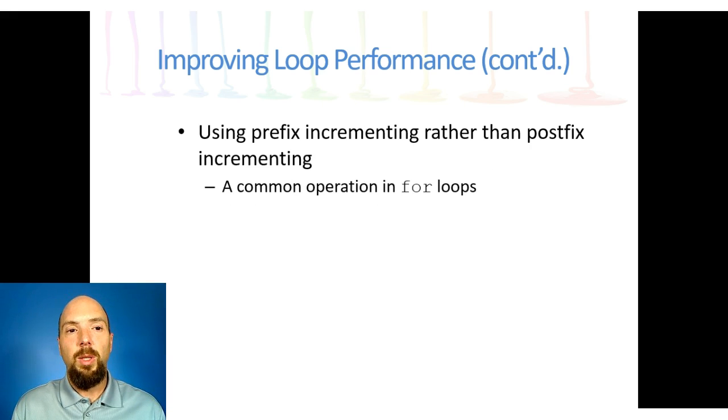Something else that we can do is use prefix incrementing rather than postfix incrementing. And this is what we're going to use for for loops, because remember, we need to increment or decrement our counter. The prefix versus postfix, I'm going to show you in just a couple of minutes what the difference is, but the prefix one is the one where we do something like plus plus x.